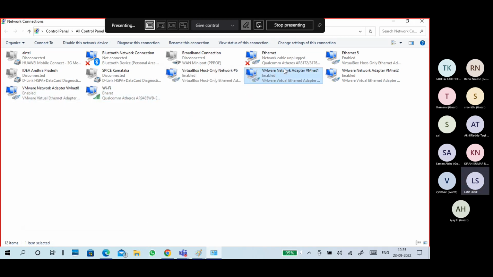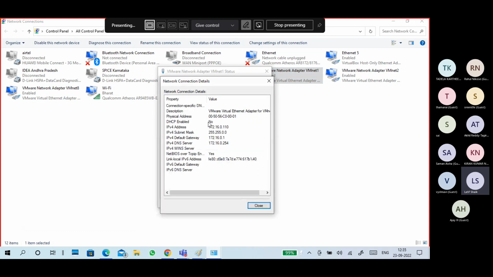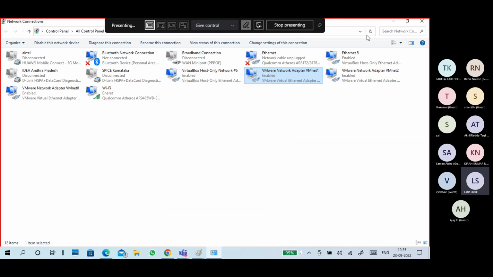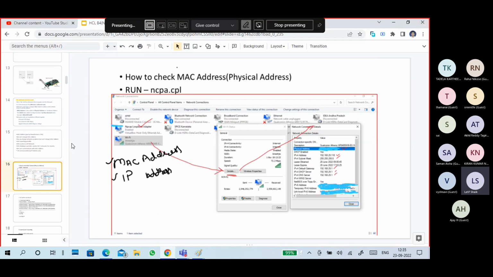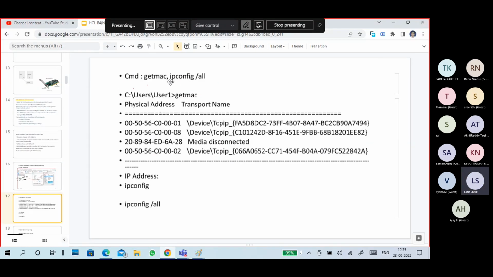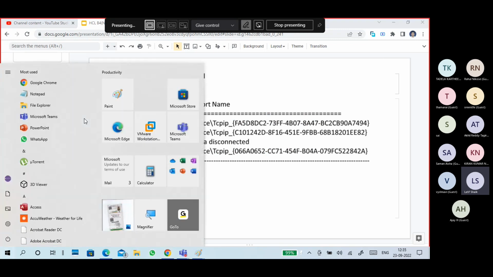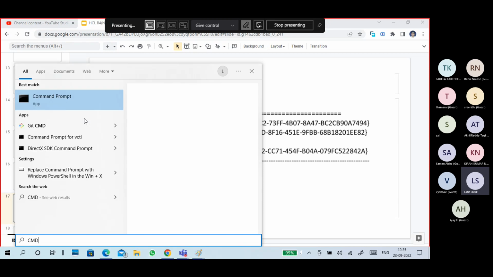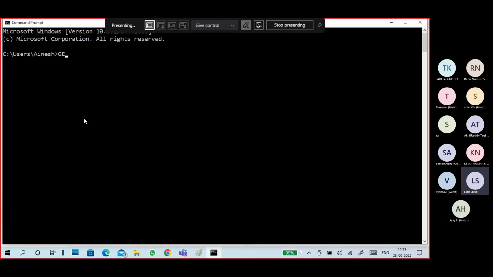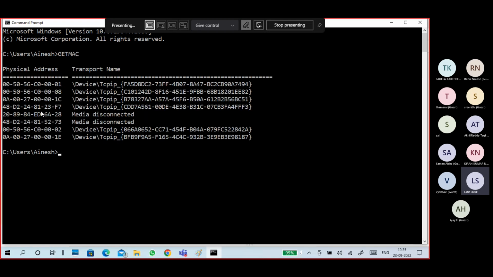We can see any NIC. This is the MAC address. It's 12 hexadecimal characters. Also, you can check the MAC address using the command prompt, like CMD. Use getmac. getmac is a command to check the MAC address.